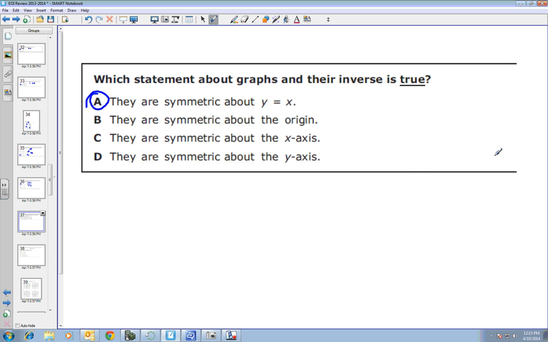Okay? So when I have a graph and I graph its inverse, here's the line y equals x. They take your original graph and they flip it about that line y equals x. Okay? So inverses are symmetric about the line y equals x.